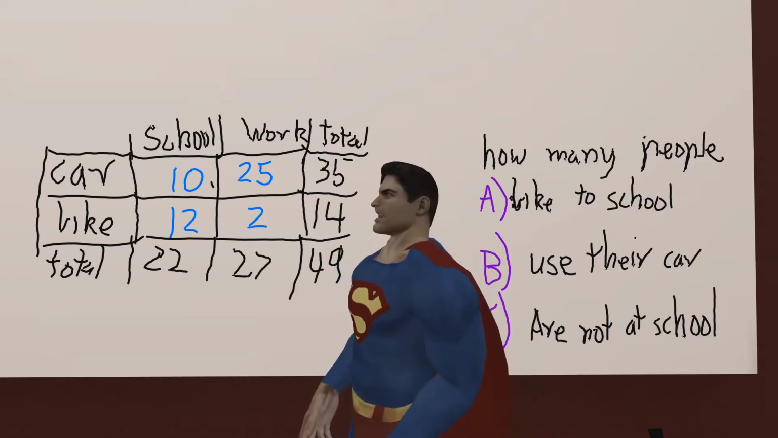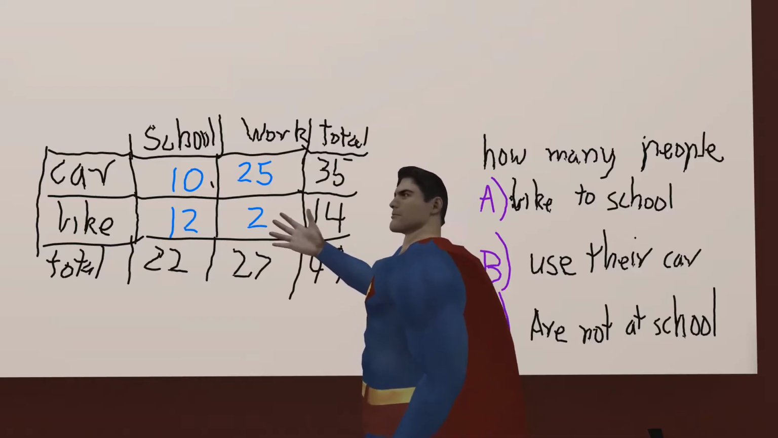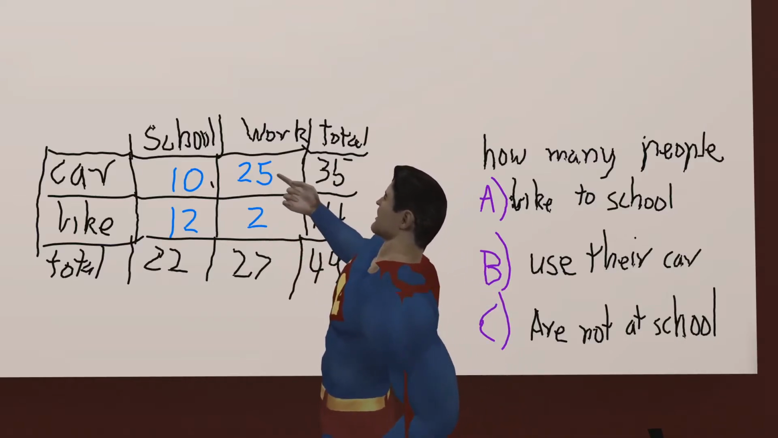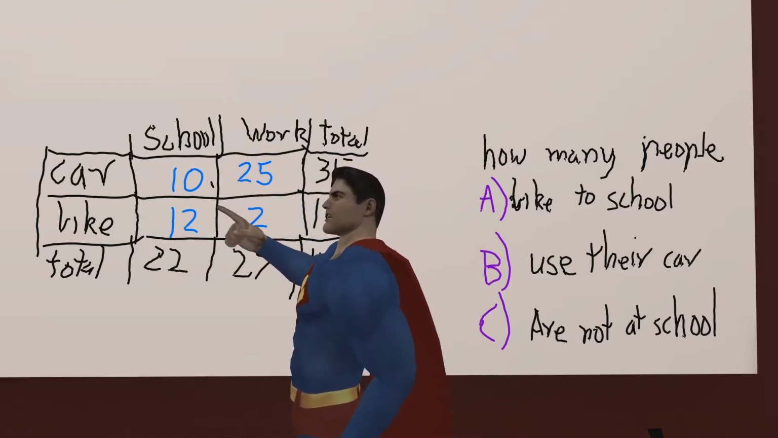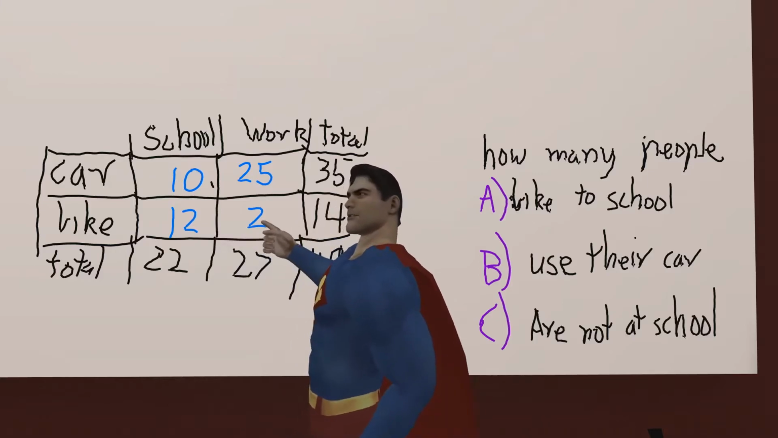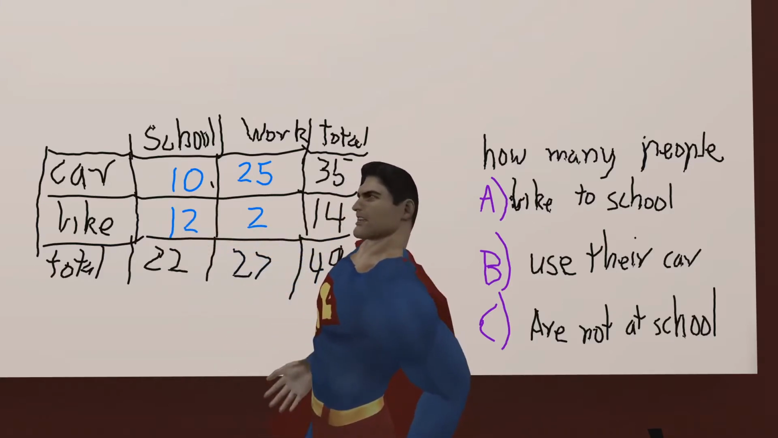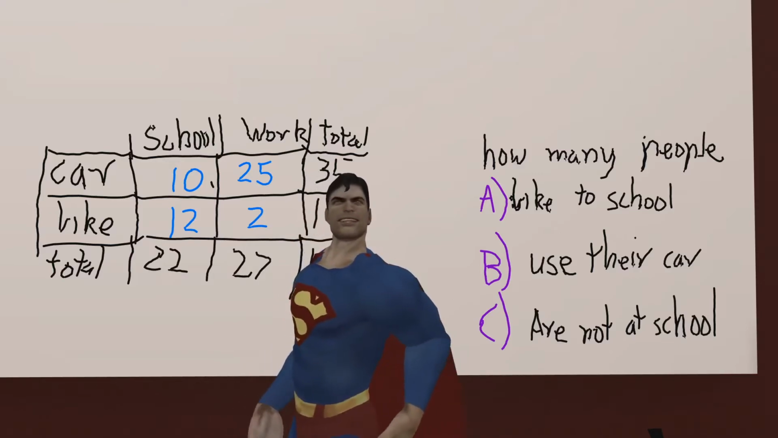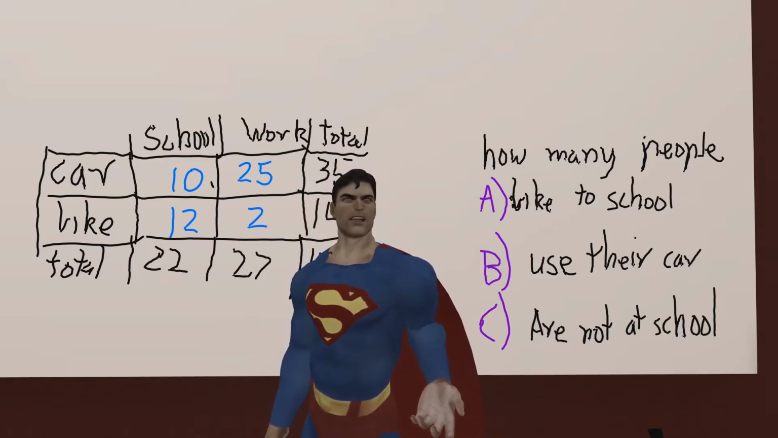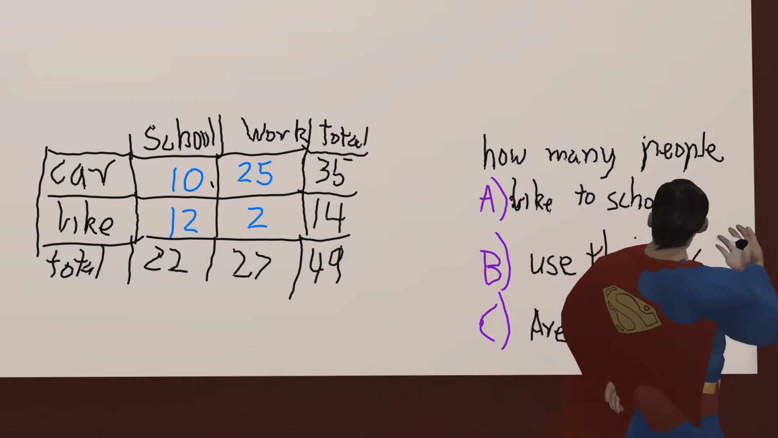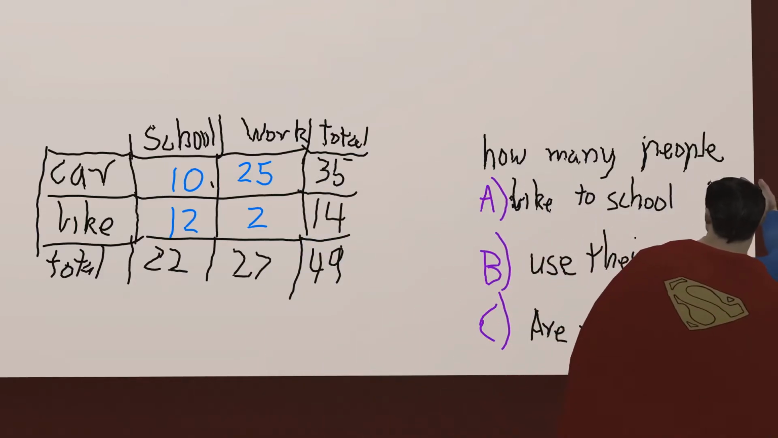So you're going to have to look at this two-way table and then notice that this is the school column and this is the bike column. So we know that it's going to be this number here. So the answer is going to be 12. Let's write that in now. So this is 12.